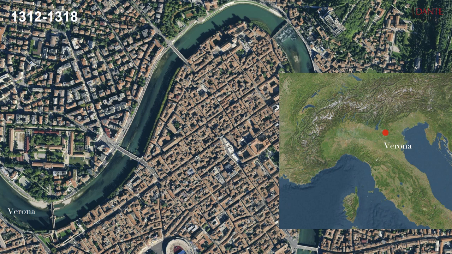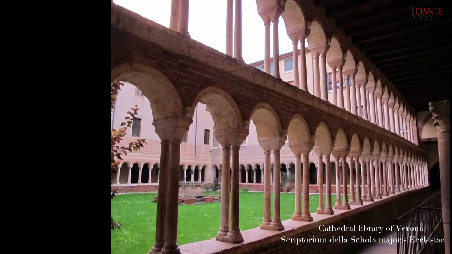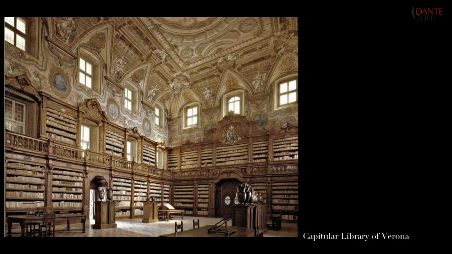In Verona, he found the protection of the Lord of the city, Can Grande della Scala. But most importantly, he found perhaps the most prestigious library in Europe. This was housed in the scriptorium of the cathedral, and you can still visit it today, although the Capitular Library of Verona was refurbished in the 17th century.